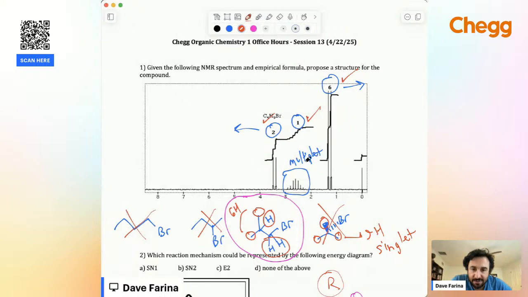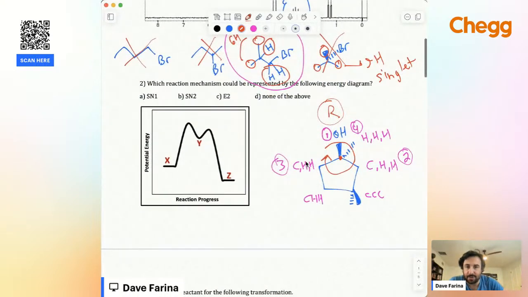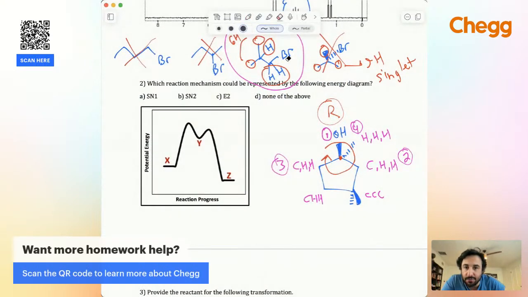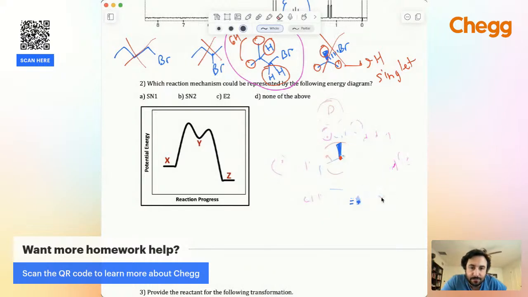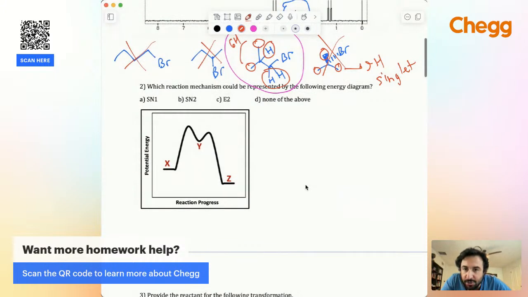Okay, let's get back to this. Let me erase this because I wanted to do a question here. Which reaction mechanism could be represented by the following energy diagram? SN1, SN2, E2, none of the above.